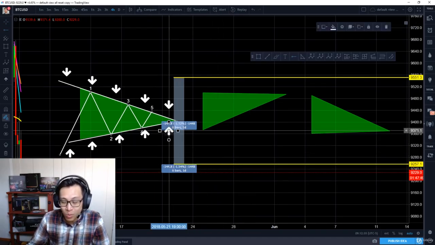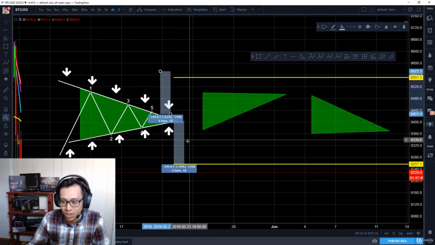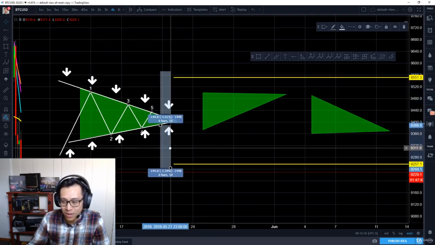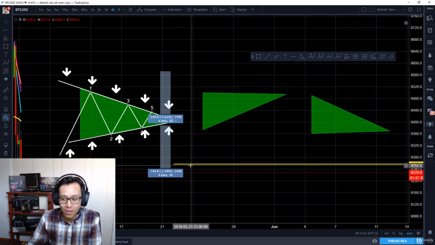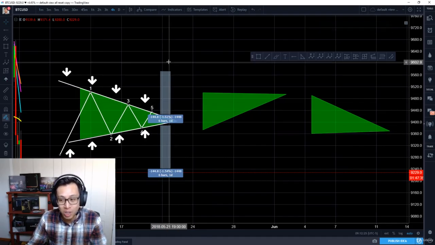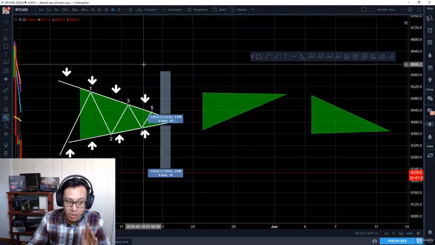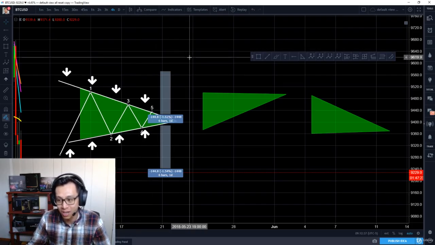Whichever way it ends up breaking, it doesn't need to be there. It could break out over here, or it could break out over here. We never know. So we're going to use the height of the actual triangle as a basic gauge. And I'm going to show you a really crazy example of how we can use this in real life as a specific target.